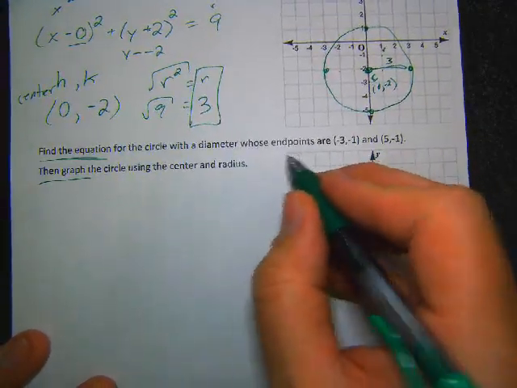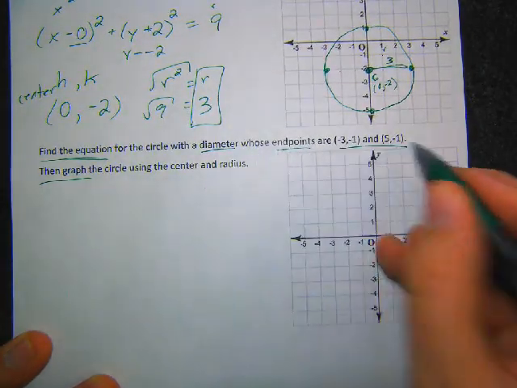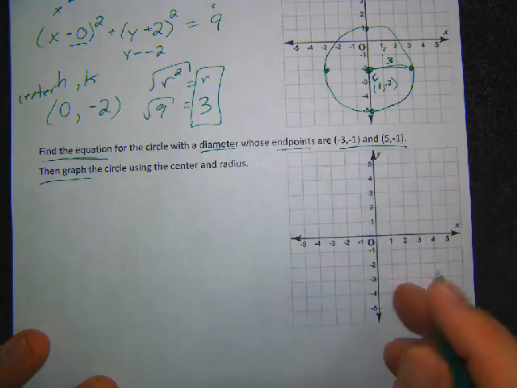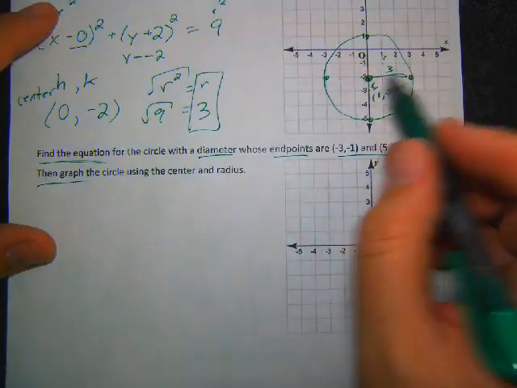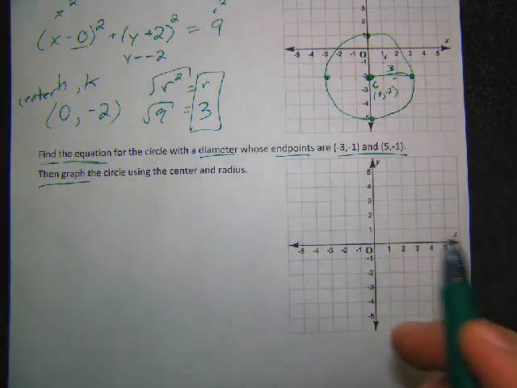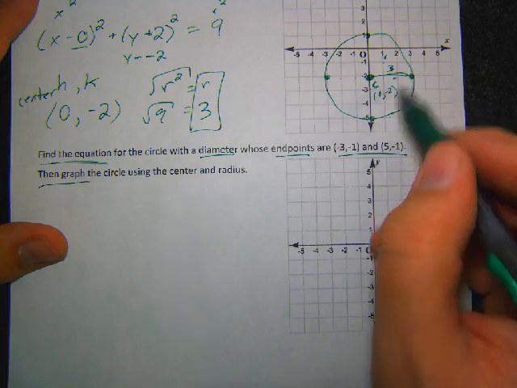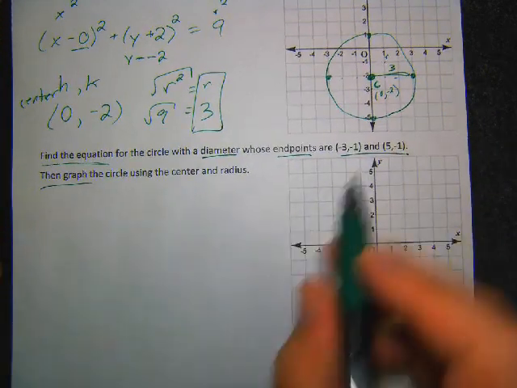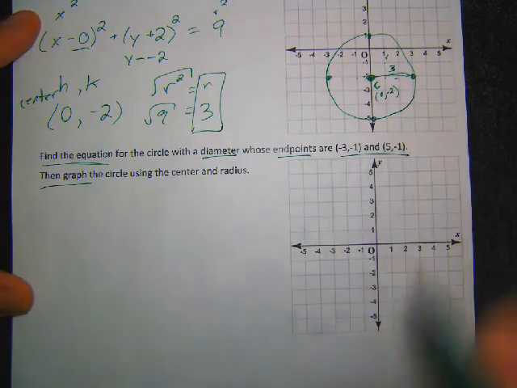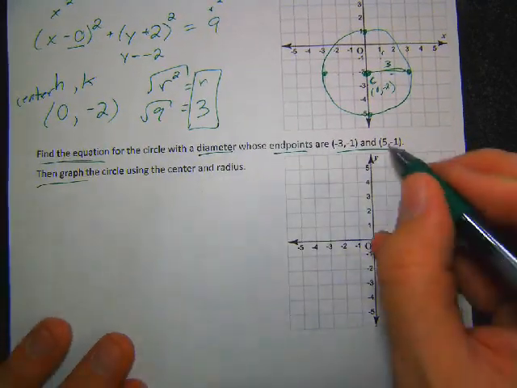And it tells us that we have a circle whose diameter has endpoints negative 3, negative 1, and 5, negative 1. Remember, the diameter for circles is not the radius, it's not the middle to the end. The diameter is the whole length across. So for a circle, the diameter is the entire length across the circle. So when they tell us that negative 3, negative 1, and 5, negative 1 are endpoints of a diameter, they're telling us these are 2 points on my circle.